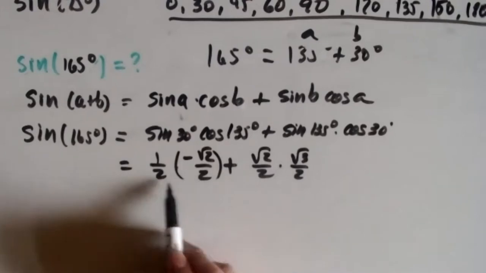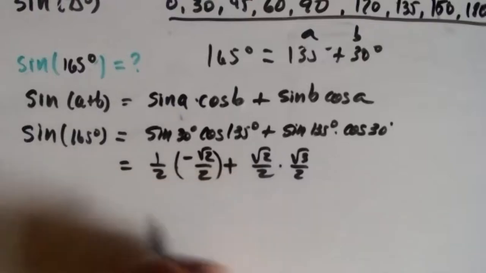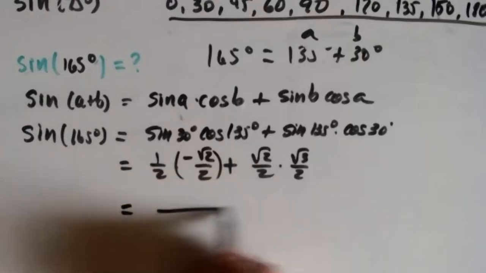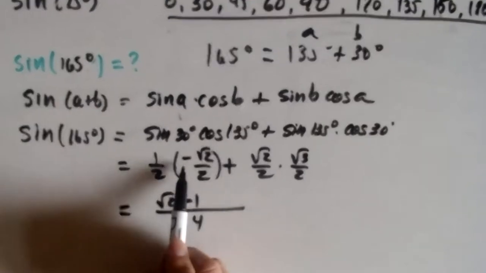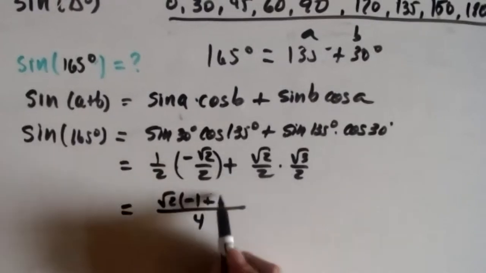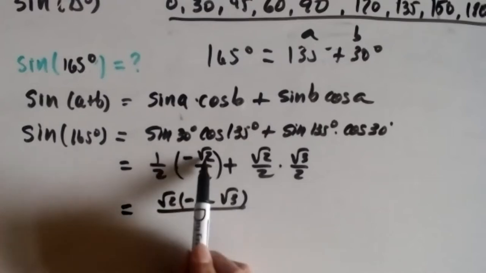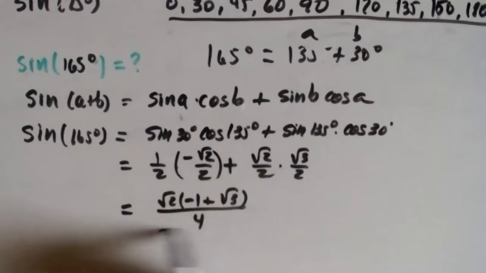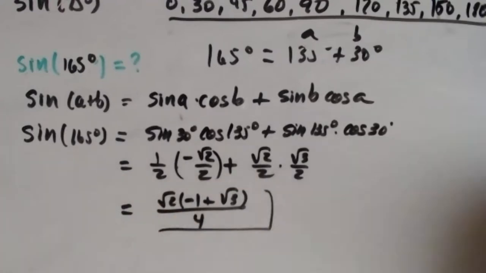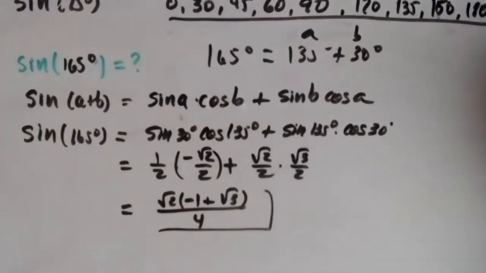So 2 times 2 is 4, 2 times 2 is 4. This is negative square root of 2, square root of 2. Okay. If you do the numbers, you get 4. And then you can factor a square root of 2, and then you have a negative 1 because this is negative, plus the square root of 3. You see? A square root of 2 times negative 1, negative square root of 2. The square root of 2 times the square root of 3 is this one right here. So here is the value. No problem. It's pretty easy, right?